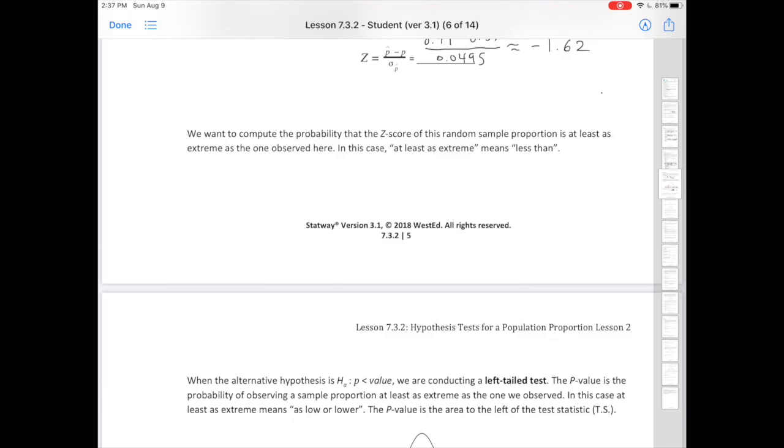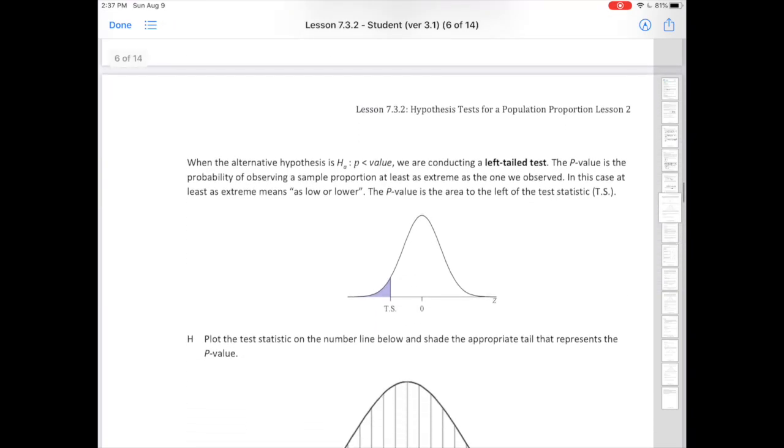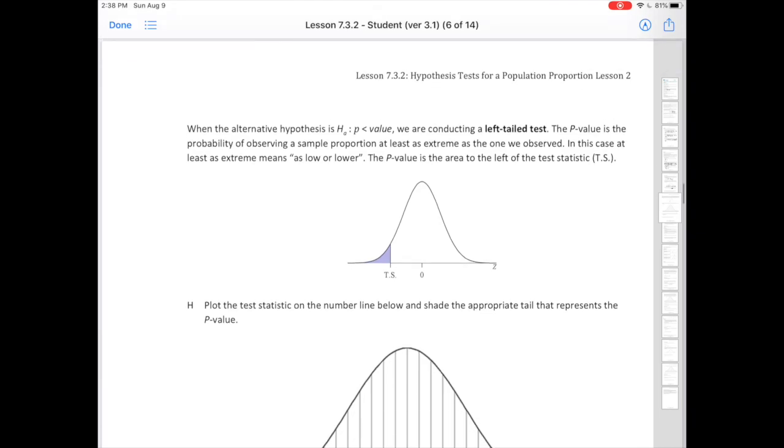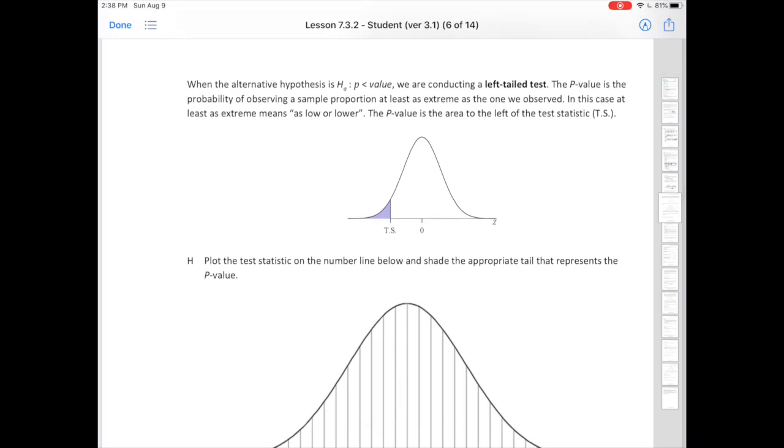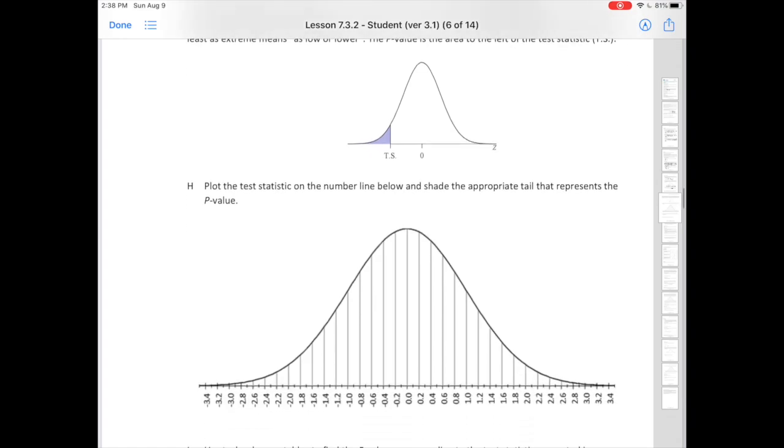We want to compute the probability that the z-score of this random sample proportion is at least as extreme as the one observed here. What does it mean to be extreme when something is smaller? At least as extreme means that far away or more. When the alternative hypothesis is P is less than a value, we're conducting what's called a left-tailed test. The p-value is the probability of observing a sample proportion at least as extreme as the one we observed. In this case, at least as extreme means as low or lower. The p-value is the area to the left of the test statistic. So this is a picture of what we are doing here. We now want to find the area to the left of that value.